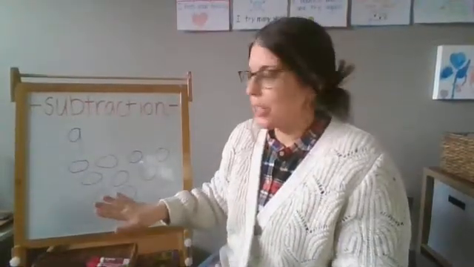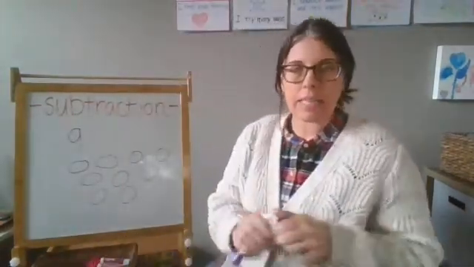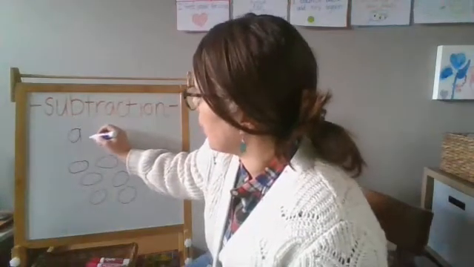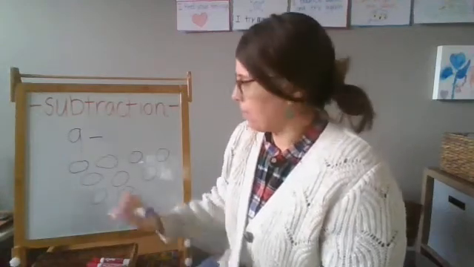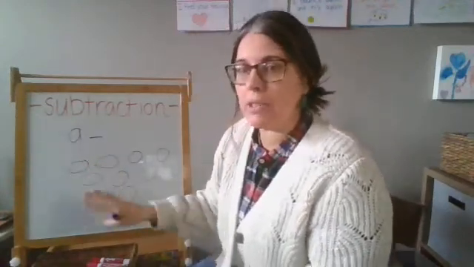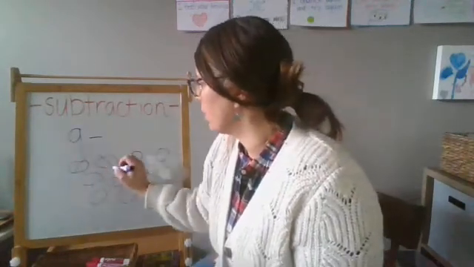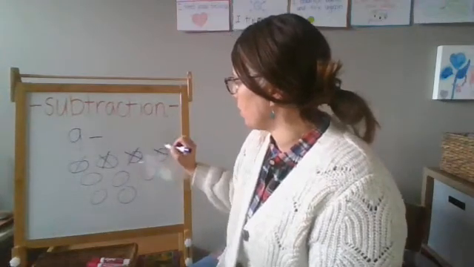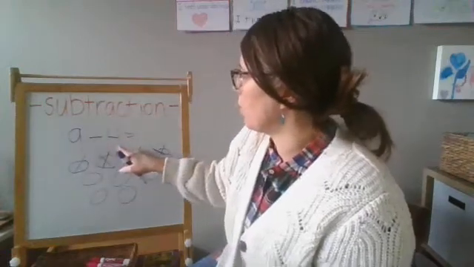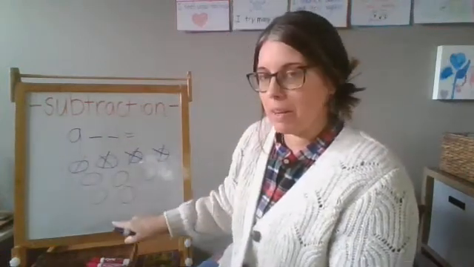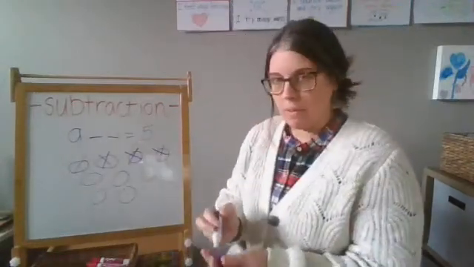Okay, so we're starting out with 9 rocks. 9 rocks. And let's see, let's say we throw 4 of them into the river. What would we do? What do we need to do to show that? Cross off 4. 1, 2, 3, 4. And let's record that in our equation. 9 take away 4 equals, count how many are left, right? 1, 2, 3, 4, 5. Okay, 9 take away 4 equals 5.